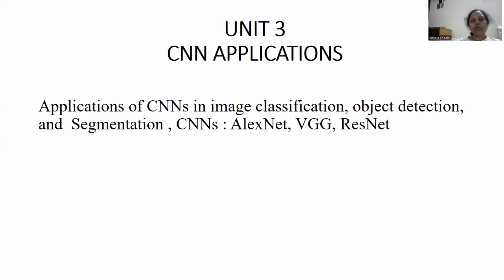I am going to explain about the convolutional neural network applications, CNN applications. So here the applications they mention are image classification, object detection, and segmentation. There are lots of types of CNNs, but in our syllabus, we are going to study only a few CNN concepts. First one is AlexNet, and then VGGNet and ResNet. In this session, we are going to see about AlexNet.